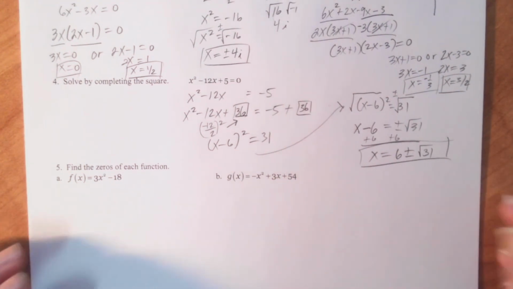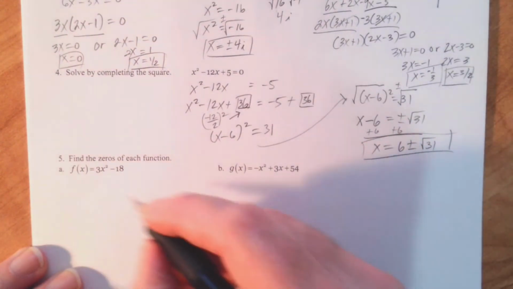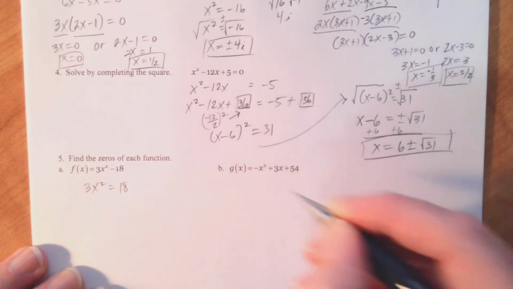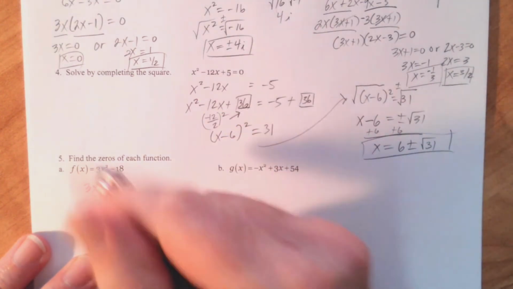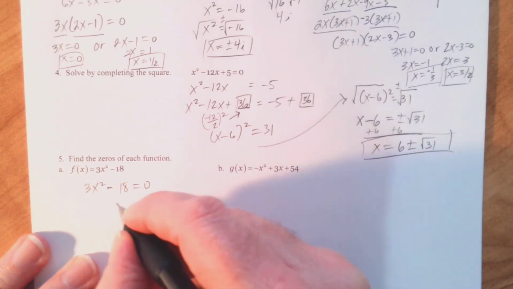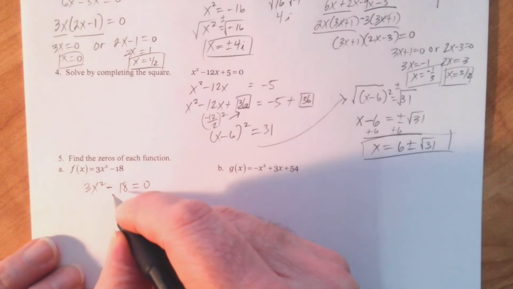And I think we'll just finish up this page. On number 5, it says find the zeros of each function. So to find the zeros, we want to set the function equal to 0. So we have 3x squared minus 18 is equal to 0. Now I'm thinking, well, first of all, this is a quadratic equation, but the other thing is there's no x term here. So we're going to use the square root method.